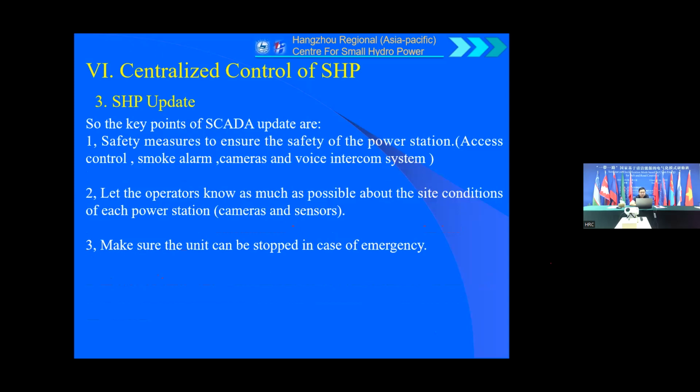Safety measures to ensure the safety of the power station. We will use access control, smoke alarm, cameras, and voice intercom system. And the second is to let the operators know as much as possible about the site conditions of each power station. So we will use more sensors and more cameras. And the third is to make sure the unit can be stopped in case of emergency. That is very important.